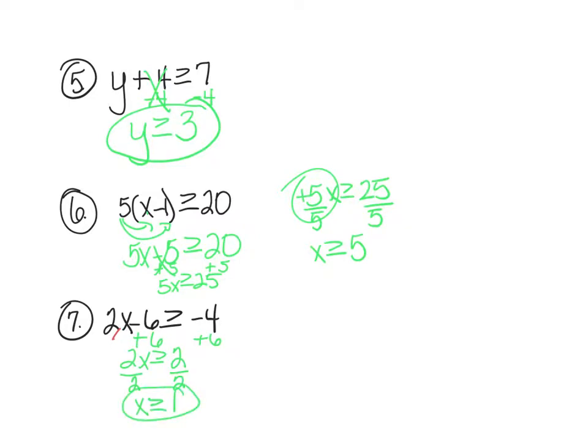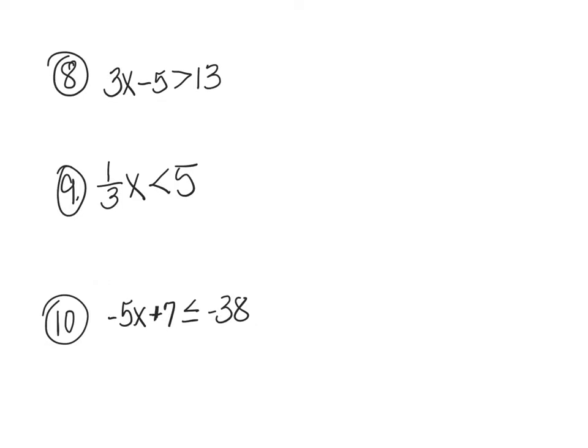Okay, moving to the next set of questions here. Number 8. We're going to do the same thing here. The opposite of -5 is +5. So let's add 5, add 5. Of course, this cancels. 3x is greater than 13 plus 5, which is 18. Let's divide both sides by 3. X is greater than 6.